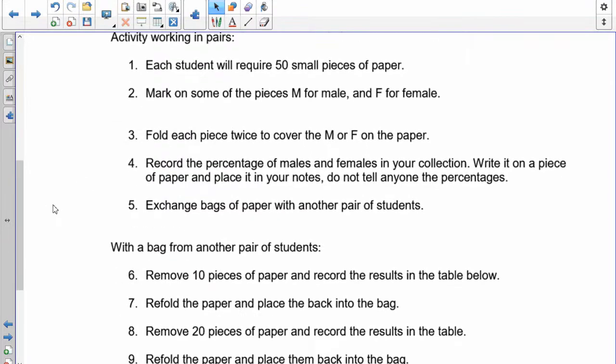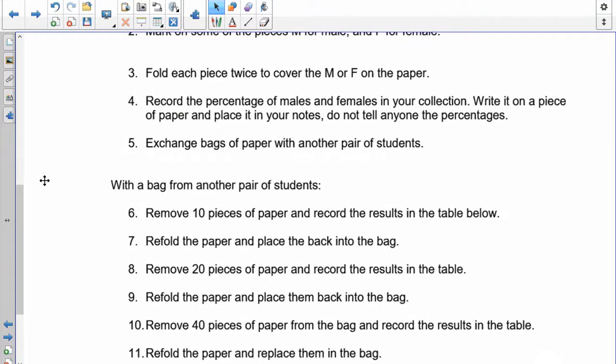Now, I want you to fold the paper over twice to cover the M or the F on the paper. And I want you to record the actual number of males and females in your collection and write it on a piece of paper and place it in your notes. Do not tell anyone the percentages. Now, if you're at home, you could probably get somebody else to do this for you, but you'll still be able to do it even if you do know the percentages.